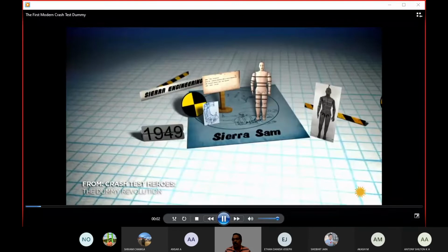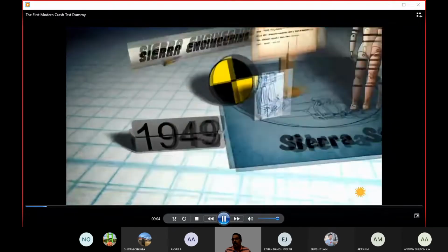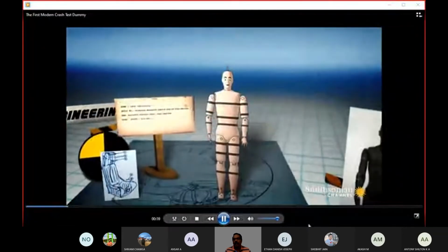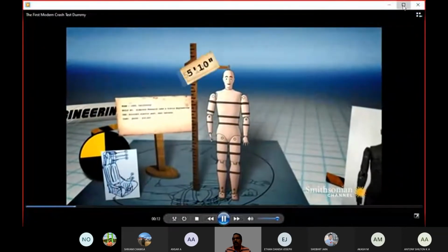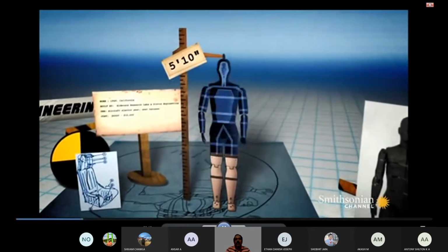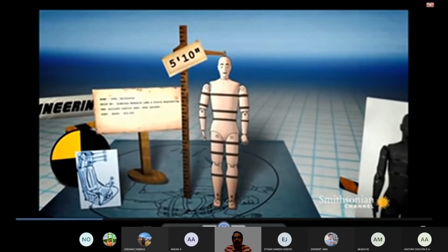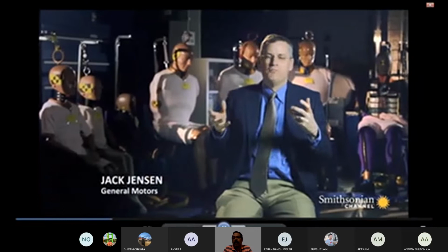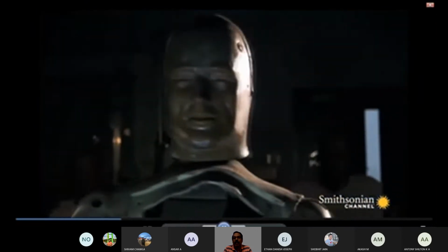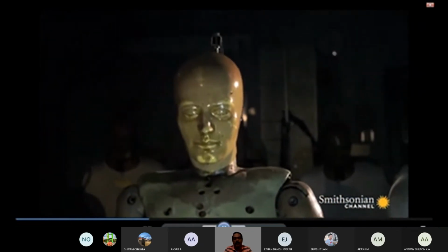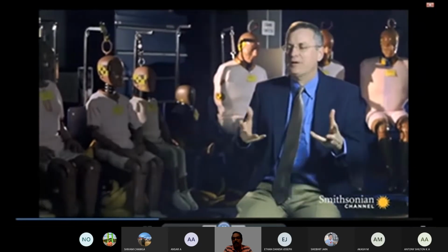Born in 1949, Sierra Sam was named after the Sierra Engineering Company who built him. Weighing in at 200 pounds, he stood upright at 5 feet 10 inches. Modeled on real pilots, his steel and rubber construction accurately mimicked the size and weight of U.S. Air Force aviators. They were simply a dummy with movable joints, movable limbs. They were the right height and the right weight. So they may be dropped out of an airplane with a parachute, and the goal of the test was to see if the parachute opened and maybe see if there were any broken parts on the dummy.